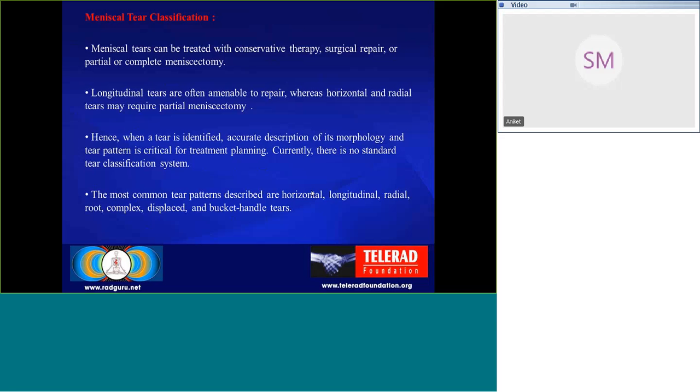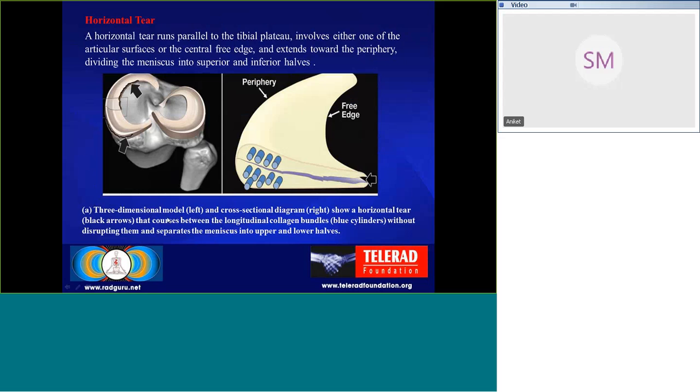The most common tear patterns described are horizontal tear, longitudinal tear, radial tear, root tear, complex tear, displaced, and bucket handle tears. These are the terminologies we need to use while describing a tear in the impression of the report. Come to a horizontal tear.